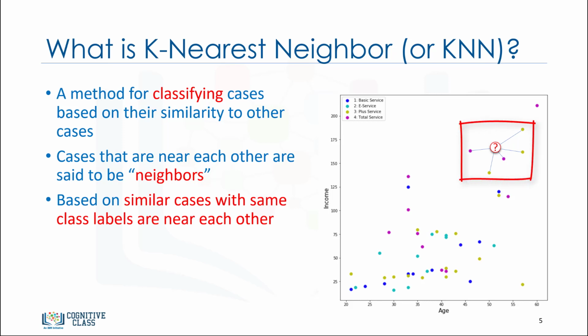Similar cases with the same class labels are near each other. Thus, the distance between 2 cases is a measure of their dissimilarity. There are different ways to calculate the similarity, or conversely, the distance or dissimilarity of 2 data points. For example, this can be done using Euclidean distance. Now, let's see how the K-Nearest Neighbours algorithm actually works.